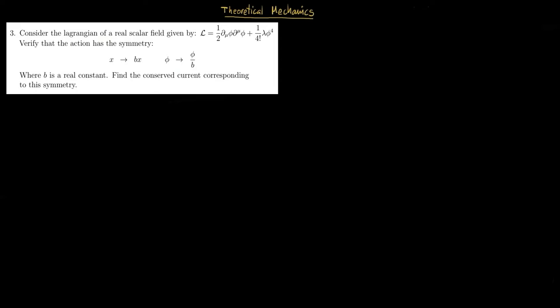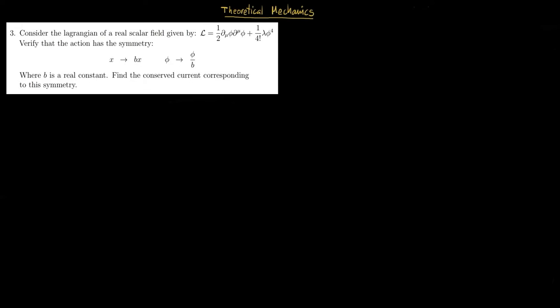Let's do exercise 3. It tells us that we have a real scalar field given by this Lagrangian density. Verify that the action has the symmetry blah blah blah, where V is a real constant, and find the conserved current corresponding to this symmetry.